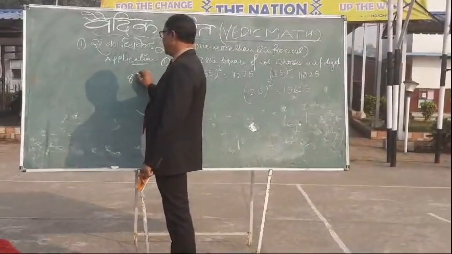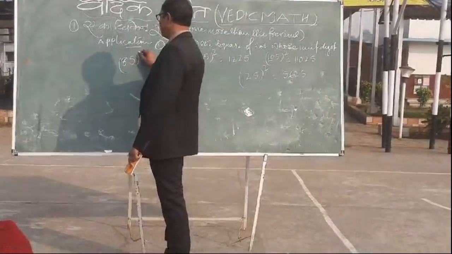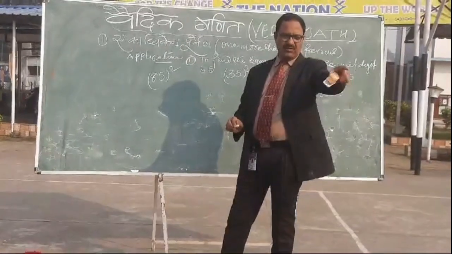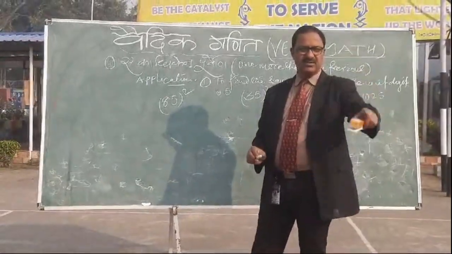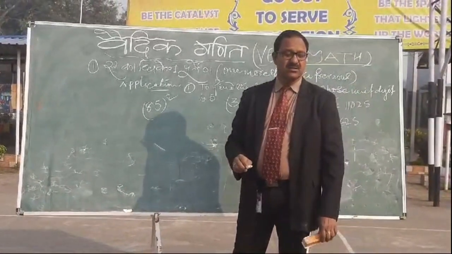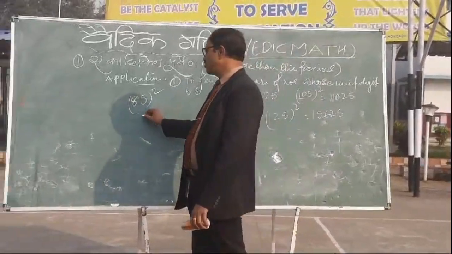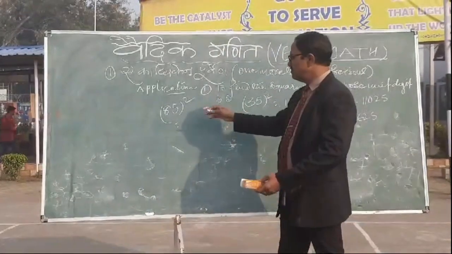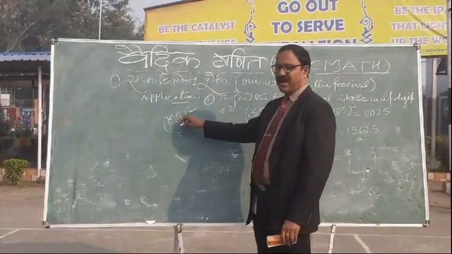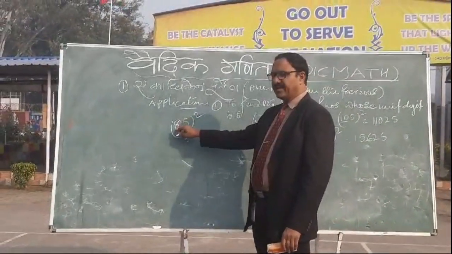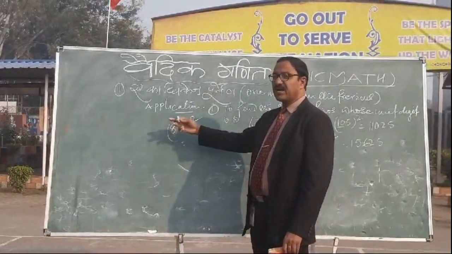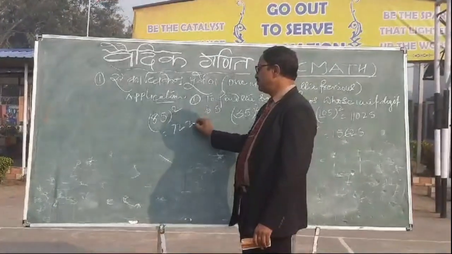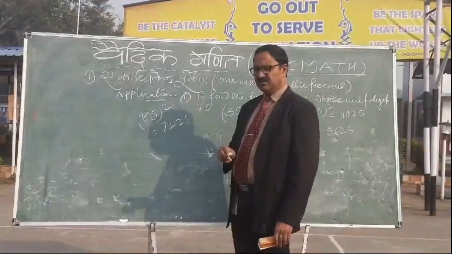Suppose you are to find the square of one more number. You see 85 square. What is the square of 85? 7225. Very good. Now children, you do it faster. Don't multiply. This is 25. You just see this number 8. 8 will be multiplied by 9. That is 72. And this will be 25. So very simple.